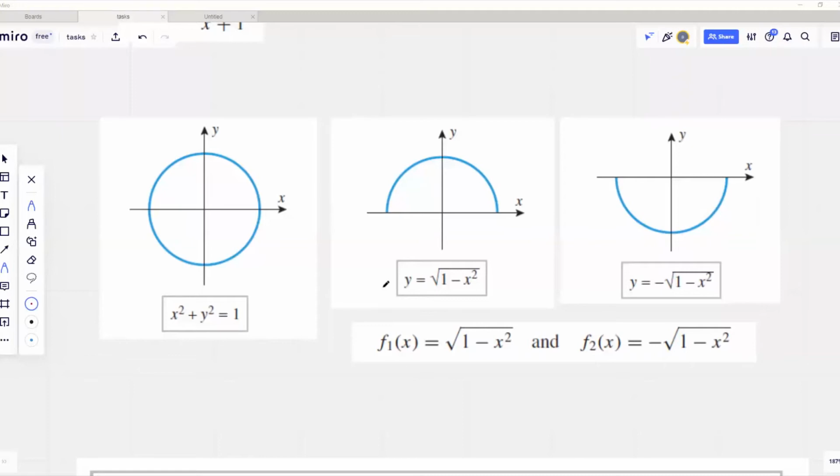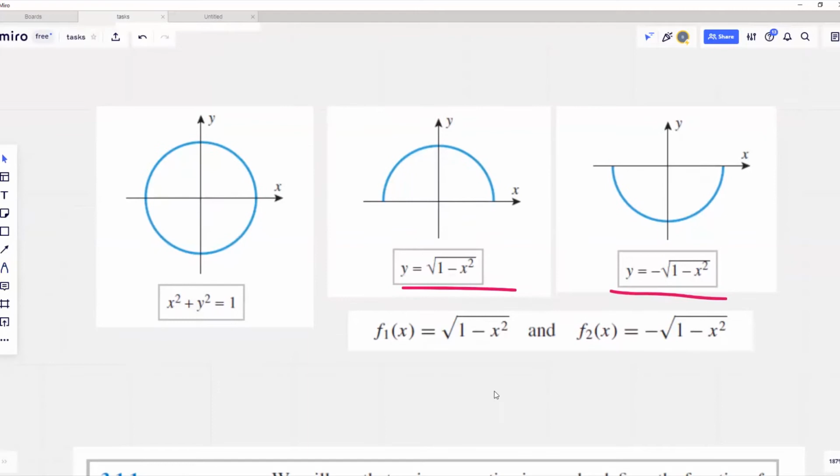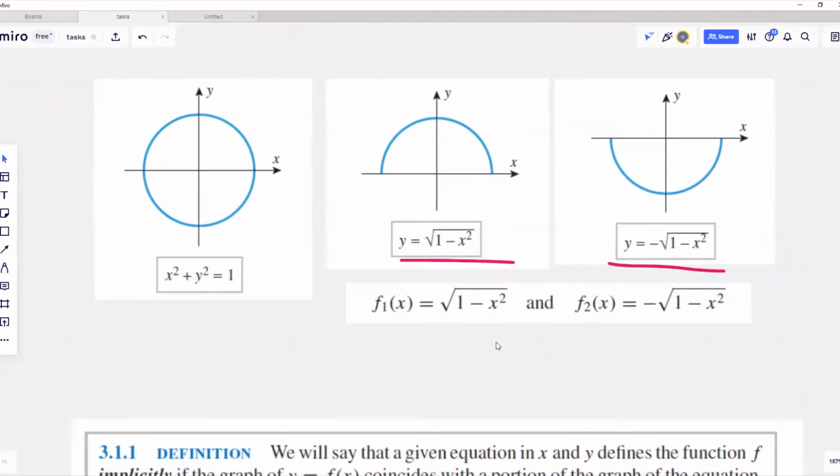In some cases, an equation can define implicitly more than one function of x. In this case, the equation for a graph of a unit circle, x squared plus y squared is equal to one, defines two functions of x implicitly. First one is an upper semicircle and second one is a lower semicircle. So if we solve this equation for y, then we get the following two functions of x.